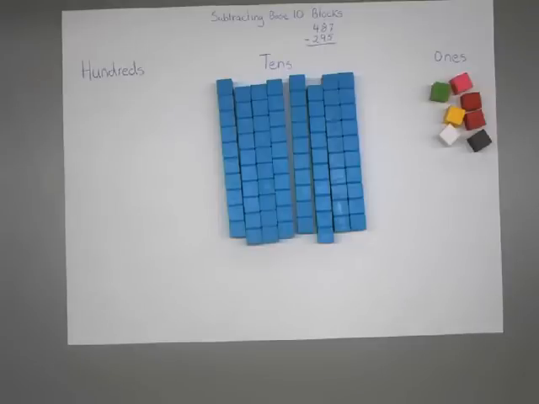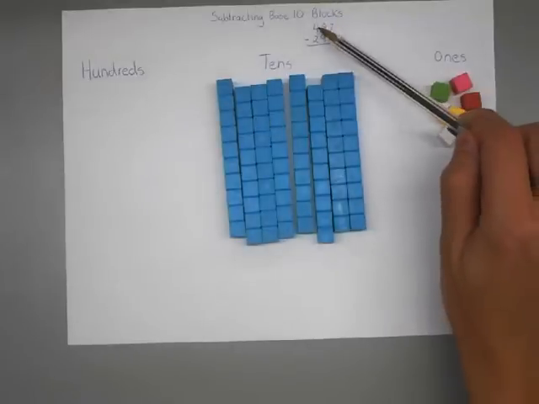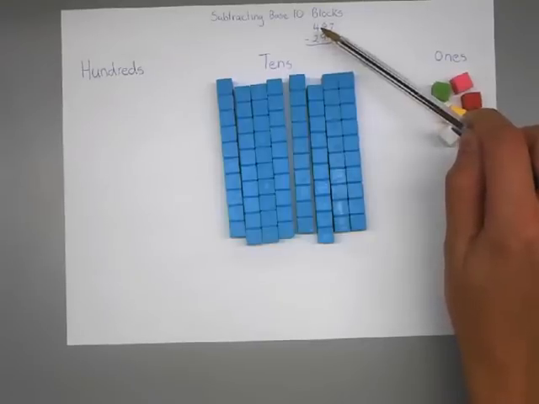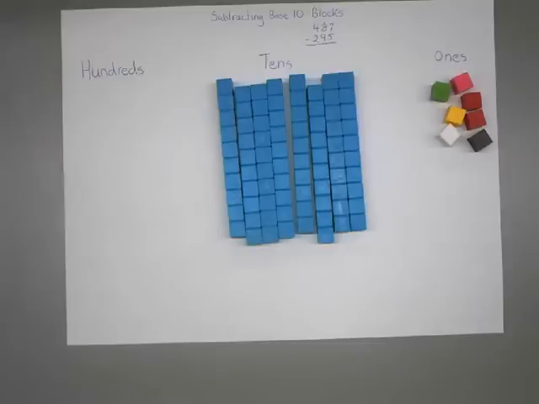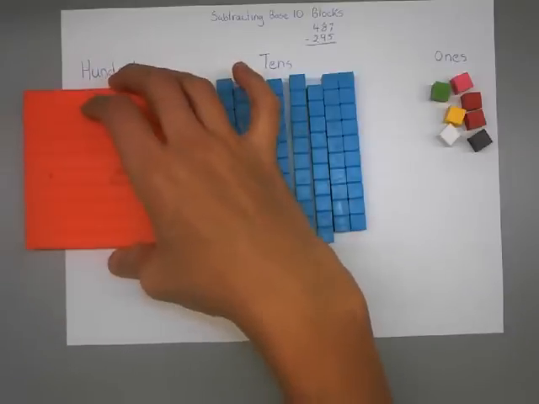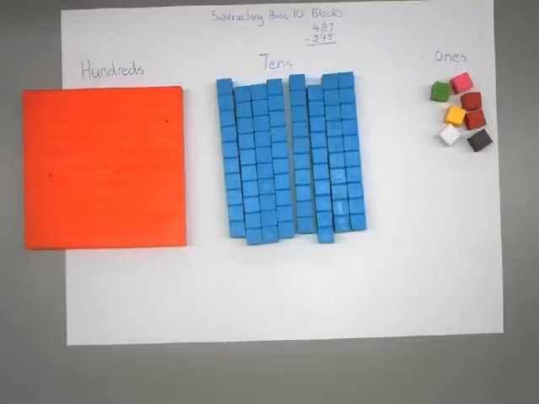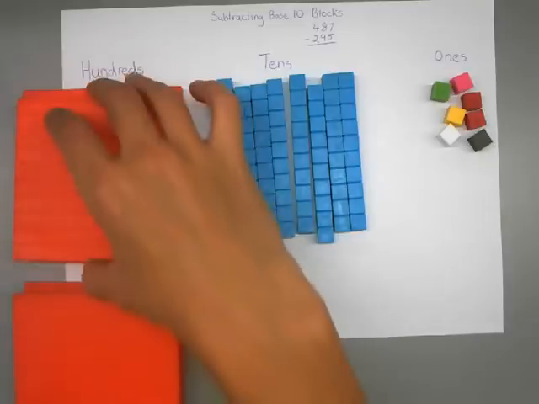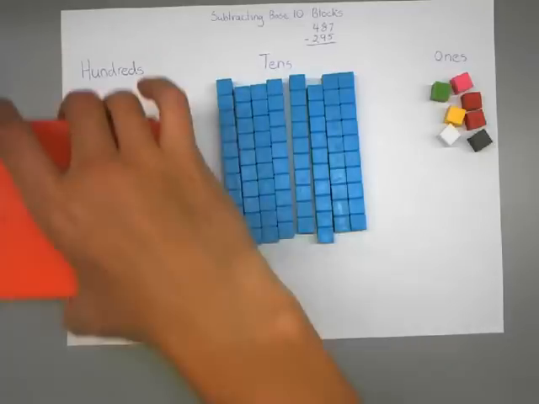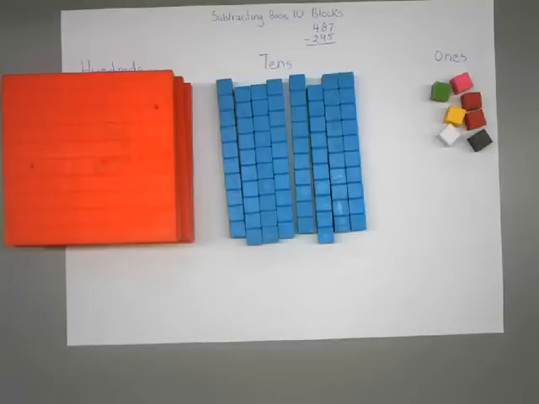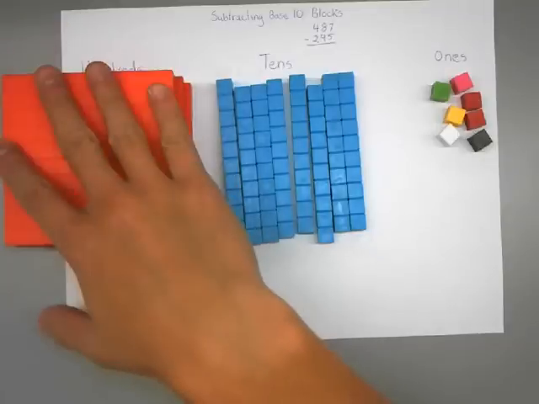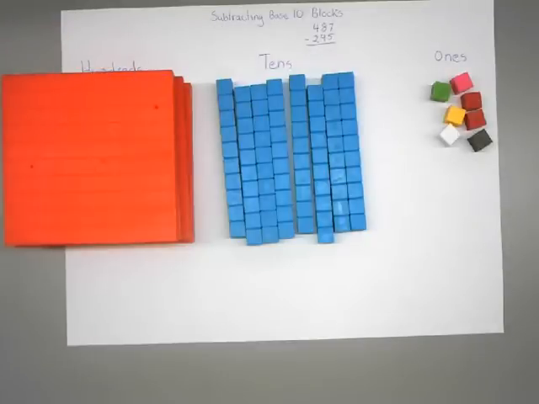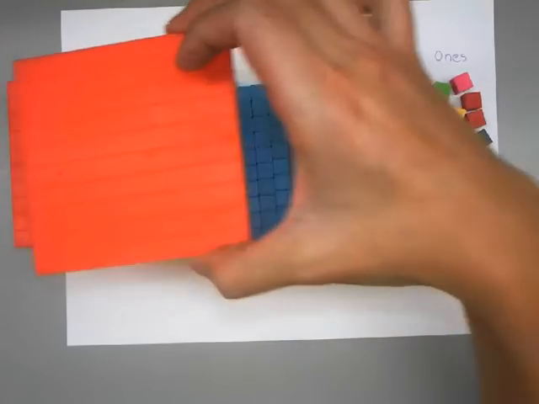The next thing is the hundreds. Looking back at our question, we have 487. Remember that this equals 400 and not 4. So we go into our hundreds, which are represented by a giant square. We need 4 of them: 1, 2, 3, 4. Each little cube is 1, and put together it's 10 by 10, so we have 100 represented in one whole square.